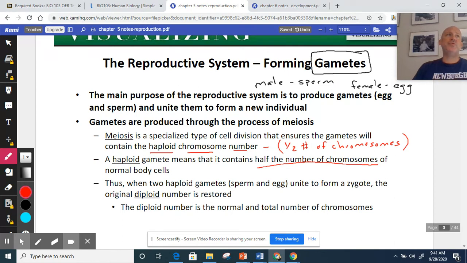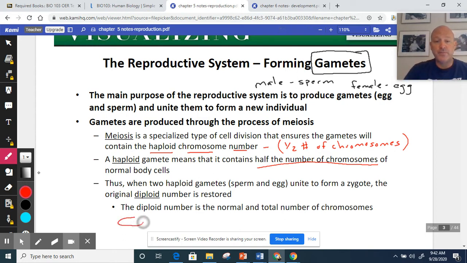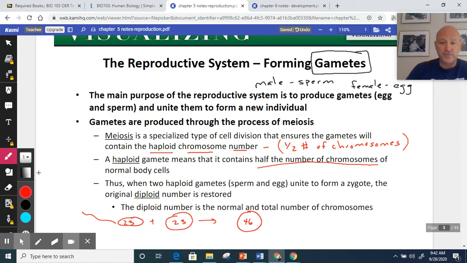So why is it important to produce cells that have half the number of chromosomes that we're going to use for reproduction? Because when you take a cell with half, a sperm cell, and you combine it with another cell that's also half, then you have a whole, right? You take a sperm cell that has 23 chromosomes, and you combine it with an egg cell that has 23 chromosomes, then you're going to have a zygote that has the correct number of chromosomes, 46, which is the number that we have in all of our cells. All right, so we take a haploid sperm cell and a haploid egg cell, and we create a diploid zygote.